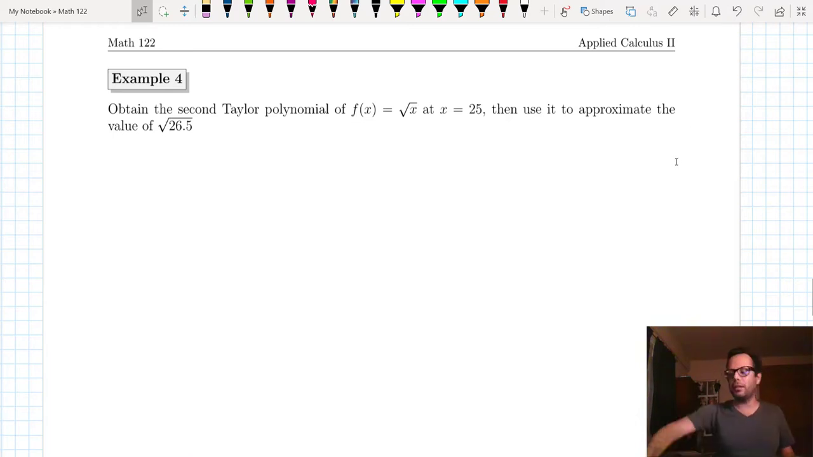In this case they're asking us to do P2, and no, we're not going to do one at a time. So in this case we are going to go straight to P2. They're not telling us obtain P1 and P2. They're asking us straight to P2.